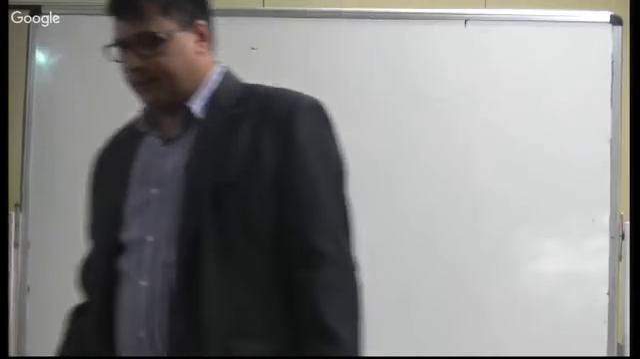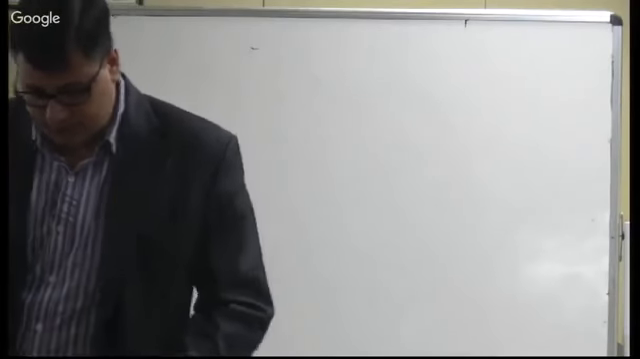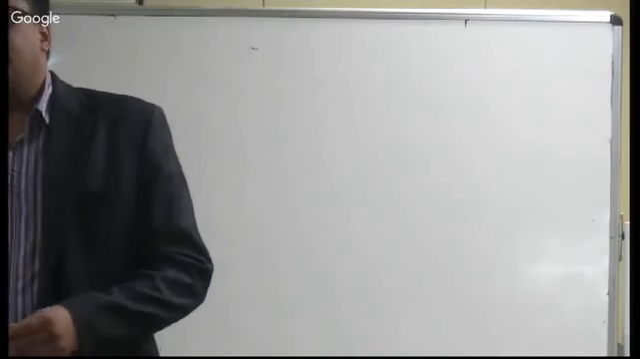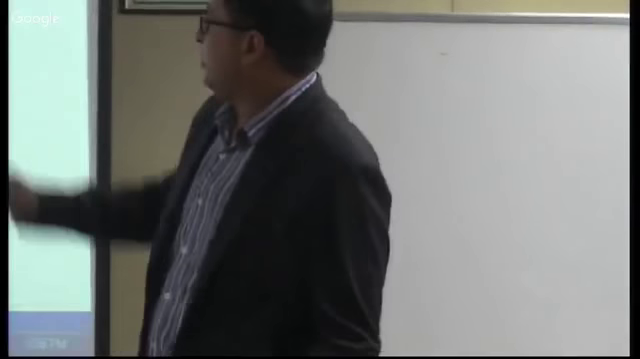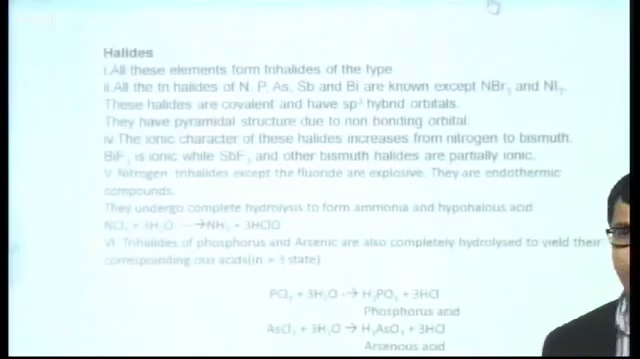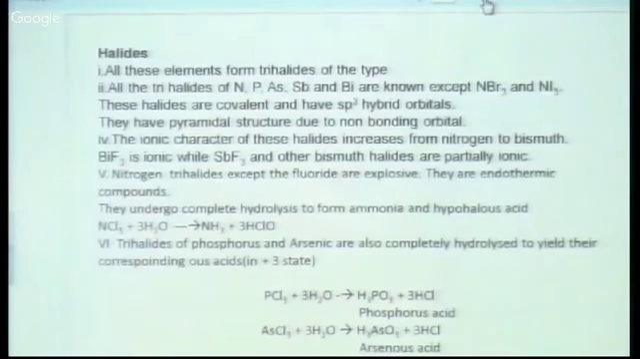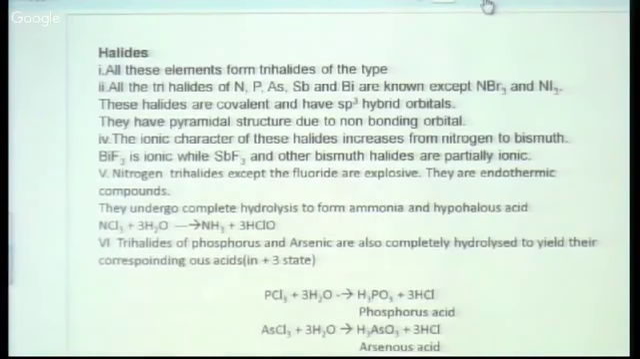So we have done two chemical properties. One is the formation of hydride. Second is the formation of halide. So in halides, you can remember that nitrogen is unable to form bromide and iodide, but nitrogen forms NCl3 and NF3. Clear?